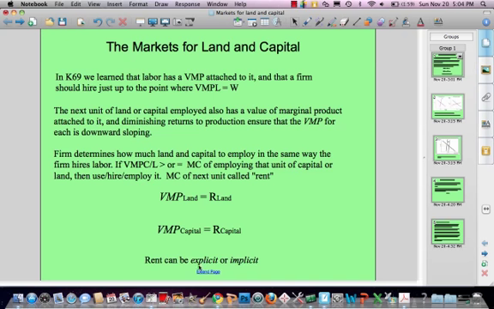Explicit in the case of, let's say, somebody who is renting a piece of equipment. The explicit cost associated with that rental is what I actually pay to rent that piece of equipment for the day. Implicit costs I experience as the owner of that piece of equipment when I rent it out instead of using it. So they're also implicit, has to do with opportunity cost.